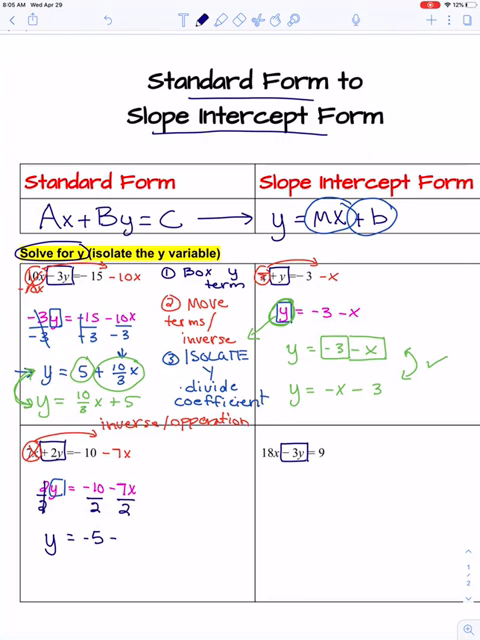7 over 2, 7 halves. That's as simple as it can go. It can't be simplified. So 7 halves x. Again, if you want to rewrite it with your x first, it's just like the one we just did before. Everything's negative. So when we flip-flop these around, everything is going to stay negative.